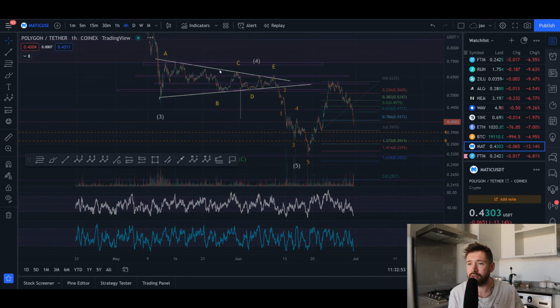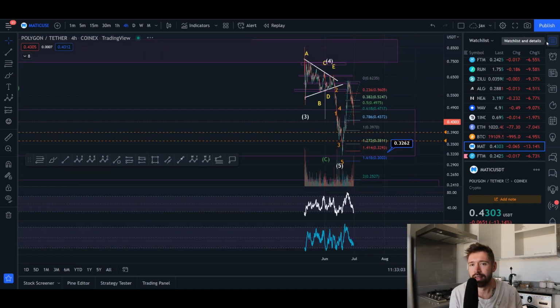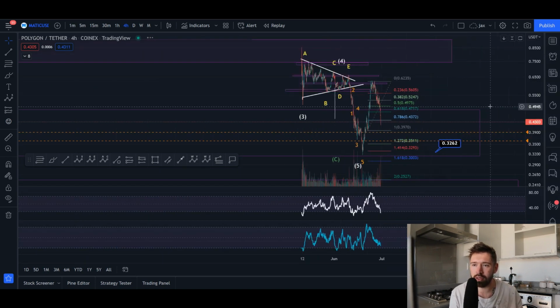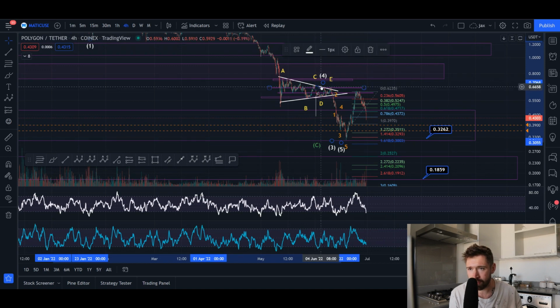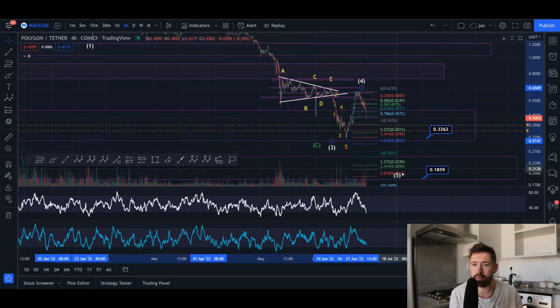So if we pop over to the 4 hour chart, what I'm looking at here for our friend Matic, been having some internet issues today. All right, guys, so what we may be looking for here for our friend Matic is that this was all a part of the wave three. So I'm gonna quickly pull this down. This is part of the corrective wave four, and we're still looking for a wave five that could take you all the way down to about 18 cents.